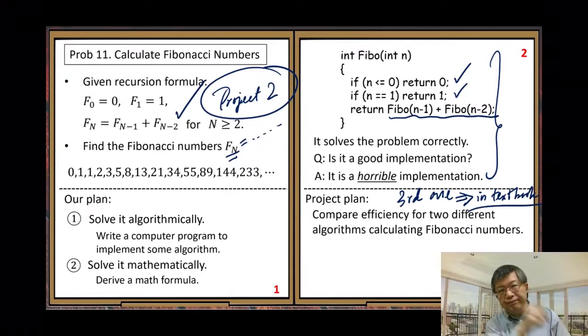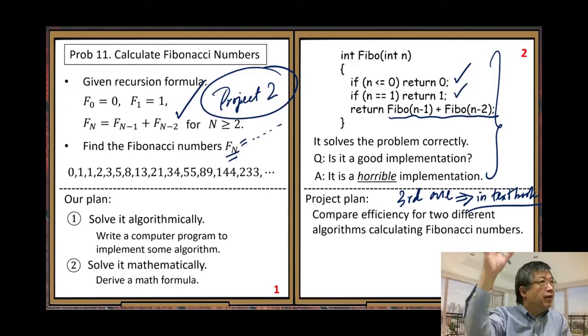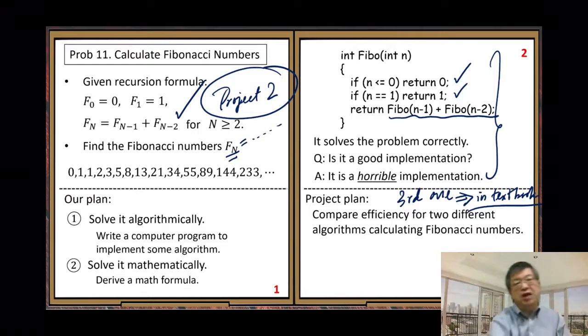Because that solution is very, very special, I would like to also include the third solution into this project. In that way, you can learn a lot. All right?